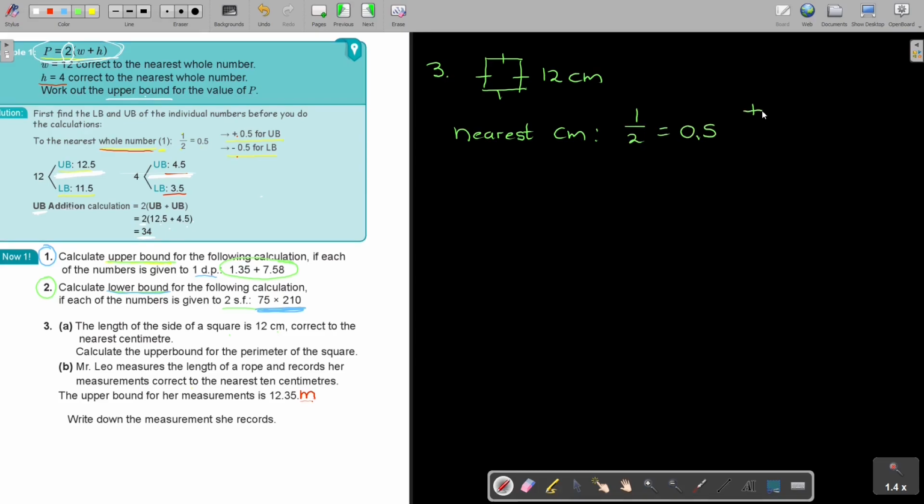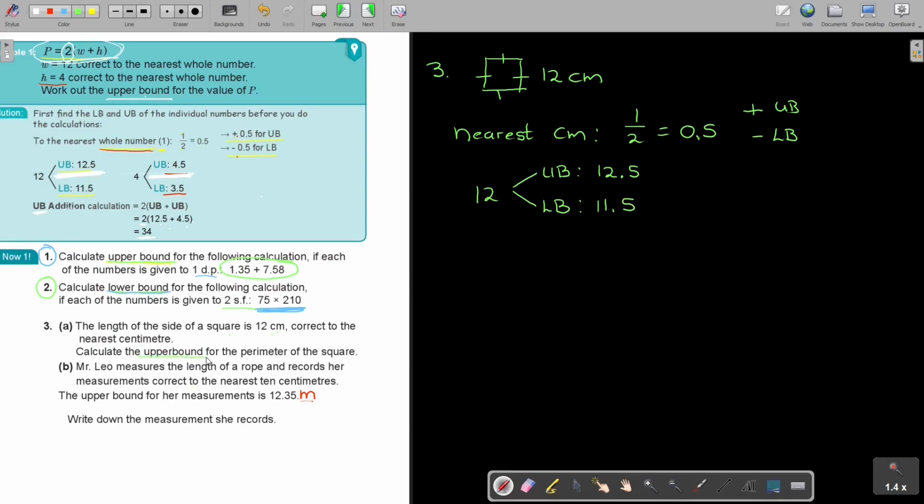So I'm going to add for my upper bound, and I'm going to subtract for my lower bound. And that's what I'm going to do. So it's 12 centimeters. I'm taking the 12, and I get my upper bound, and I get my lower bound. And what will be my upper bound? It will be 12.5. And what will be my lower bound? It will be 11.5. Okay.